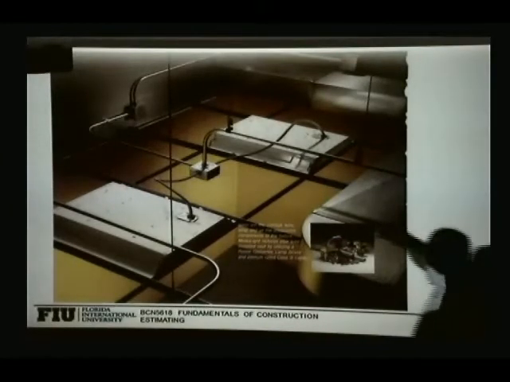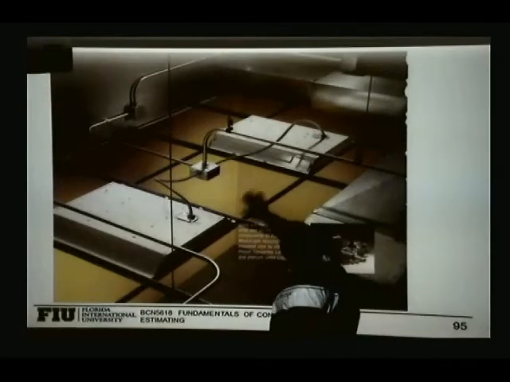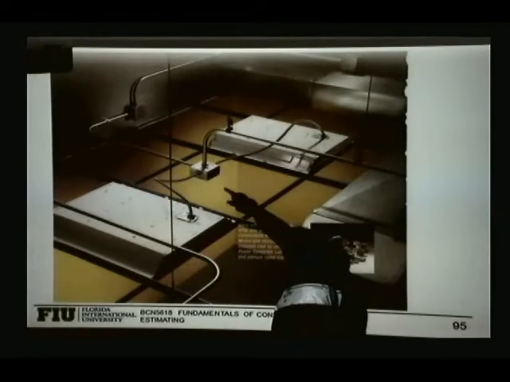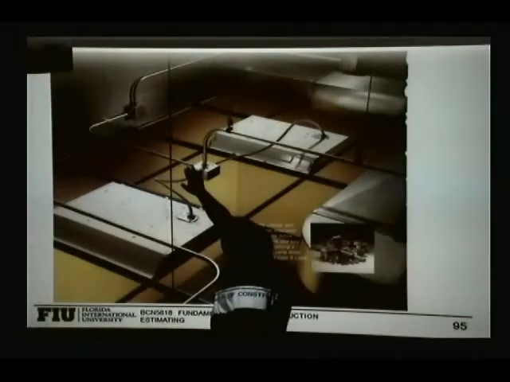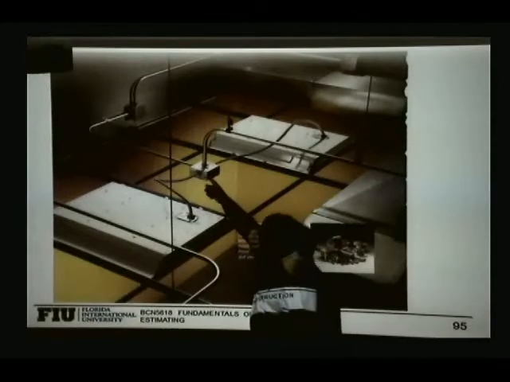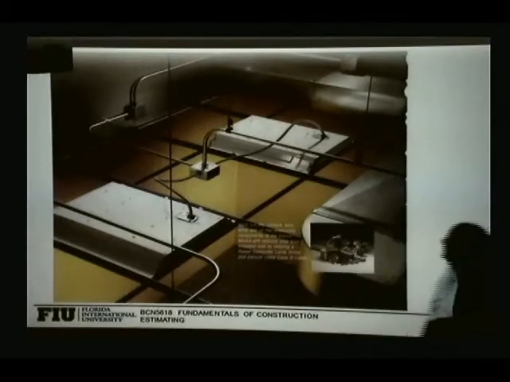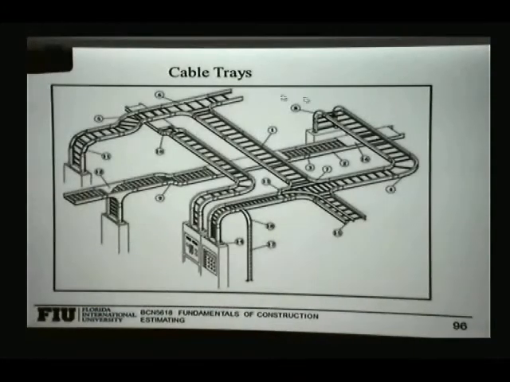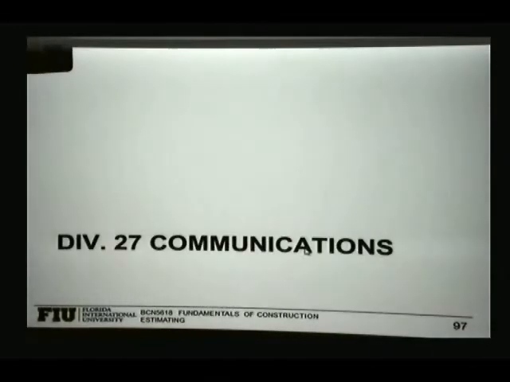Here's a picture where we have the electrical light fixtures, and then we have cables that come into those fixtures from the switches using conduit. Conduit can be rigid conduit or can be flexible conduit. We have these junction boxes that we need to account for. So those are components of the electrical system. Here's a picture of cable trays that is mostly used in industrial applications.